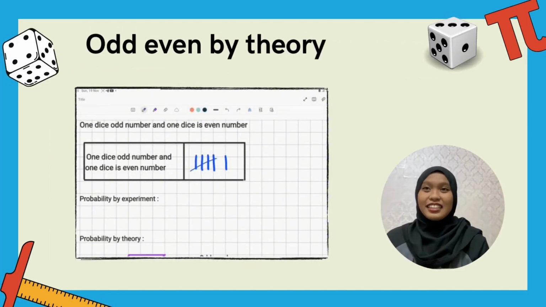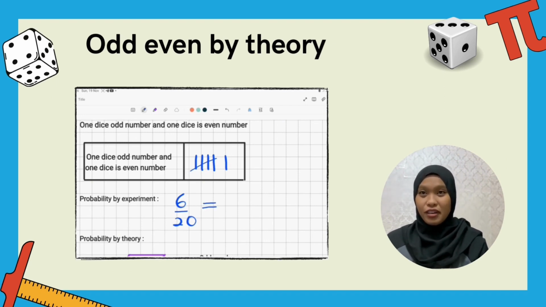From the tally chart result that has been shown to you for the event of getting one odd number and one even number for the two dice for 20 trials of rolling the dice just now, we can see that 6 out of 20 trials match our objective to get one odd number and one even number for two dice. So the probability of getting one odd number and one even number for two dice is 6 over 20, which can be simplified to 3 over 10 for the experimental probability.